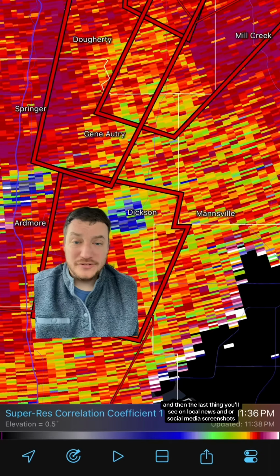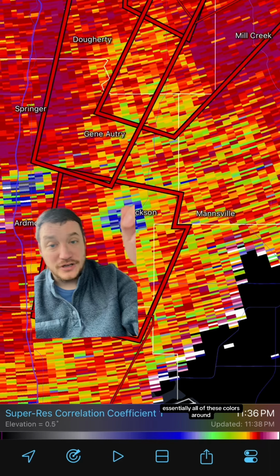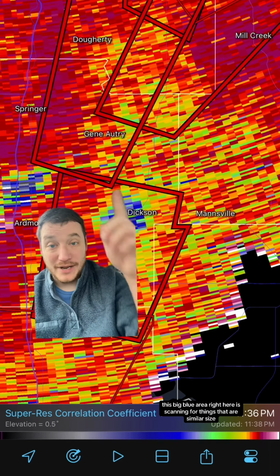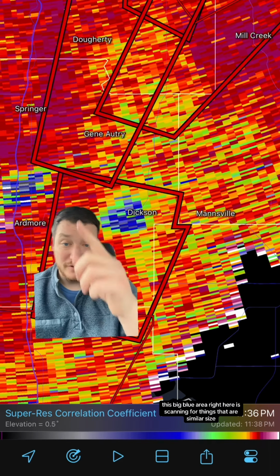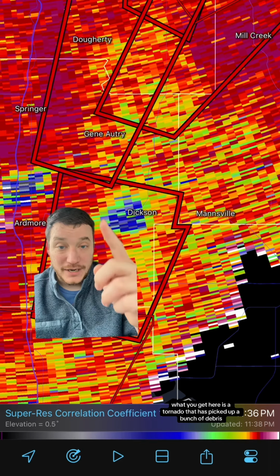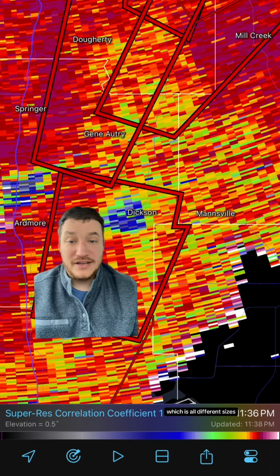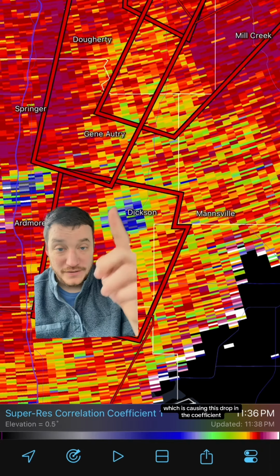And then the last thing you'll see on local news and/or social media screenshots is the correlation coefficient. Essentially, all of these colors around this big blue area right here is scanning for things that are of similar size. All the raindrops, hail are similar size. What you get here is a tornado that has picked up a bunch of debris and lofted into the atmosphere, which is all different sizes, which is causing this drop in the coefficient.